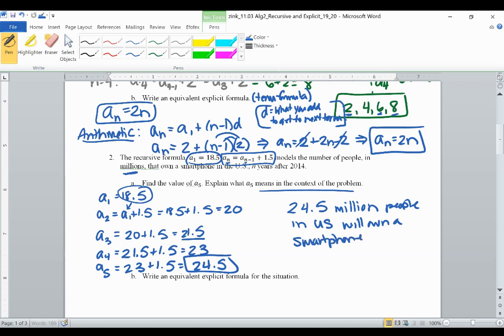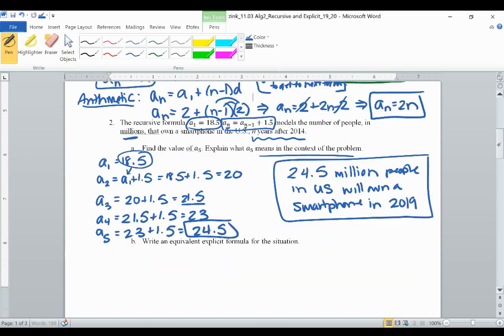And it's not in the year 5, right? We said n number of years after 2014. So if we've been 5 years after 2014, that means we're going to be in the year 2019. Okay, so just kind of making it have meaning based off of the problem.